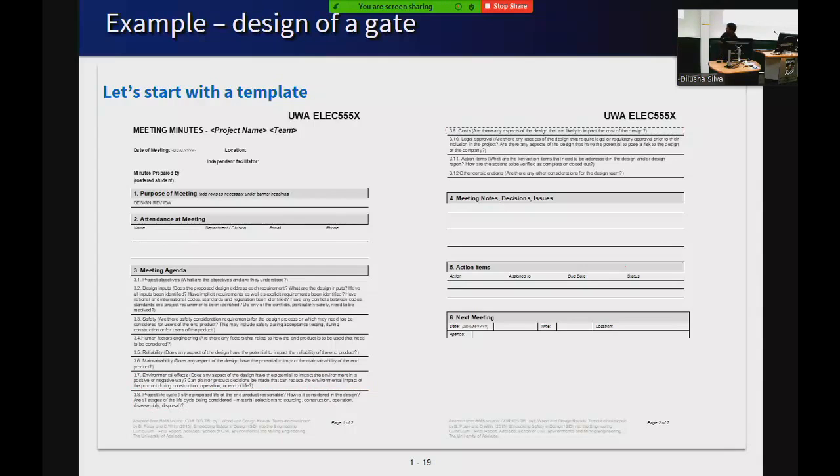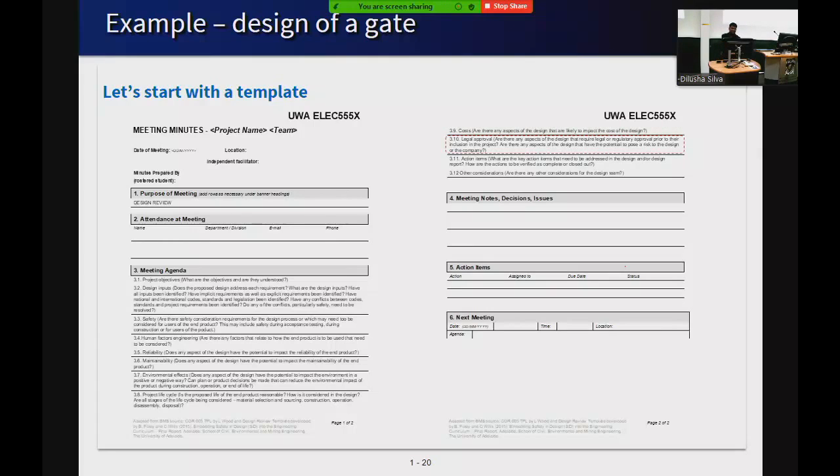Costs. So we're dealing with manufacture costs as well, but operating costs. What other factors could impact the cost of the design?